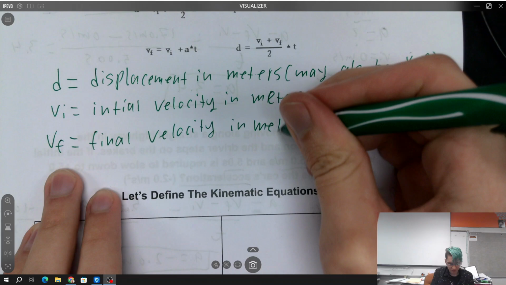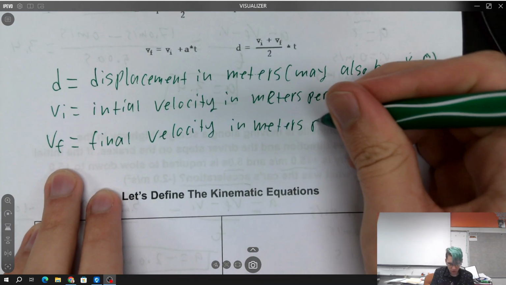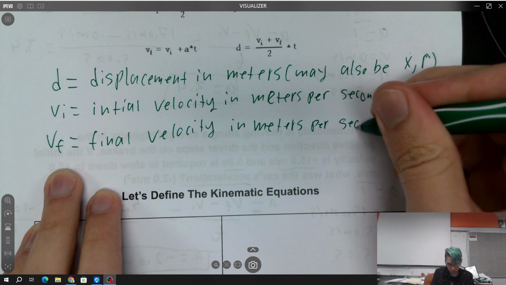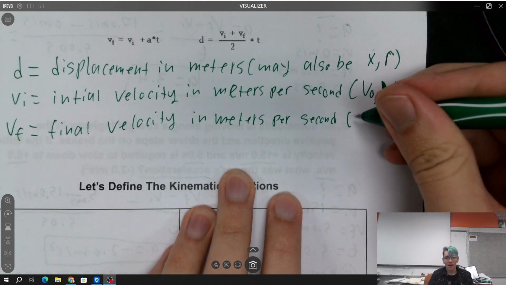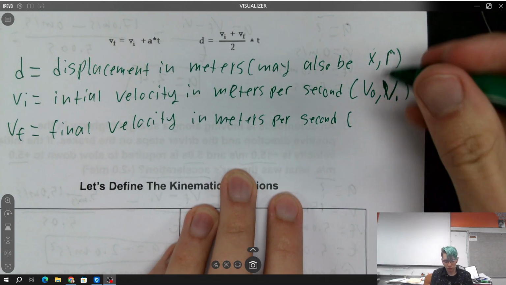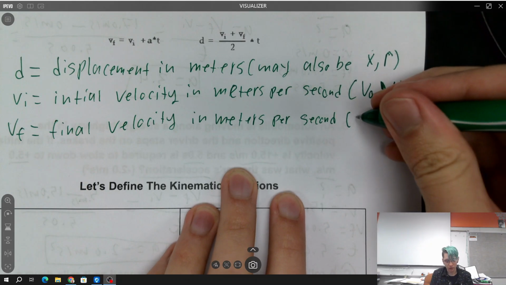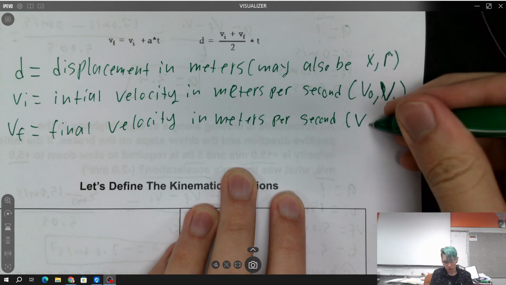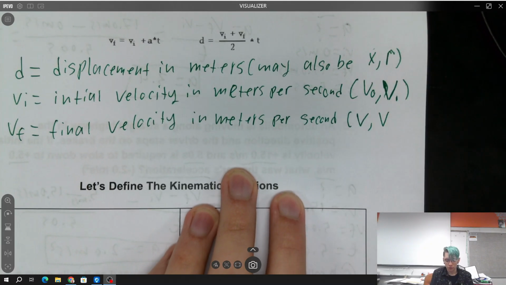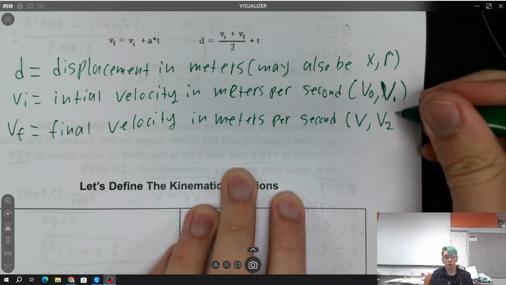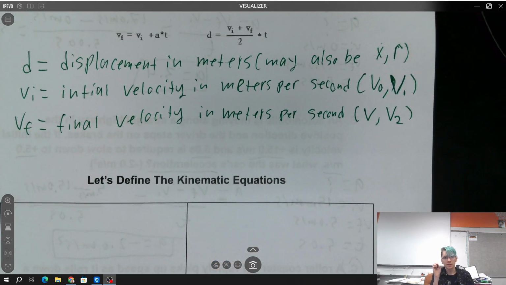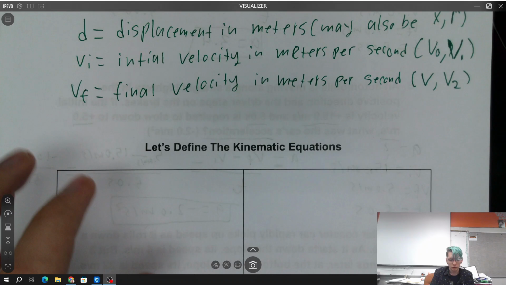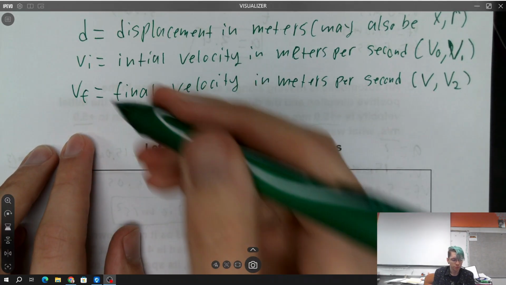Meters per second. And you may see that as, we don't really have another weird thing for the final velocity, they may just use plain old V, and they may also use V2. I've seen some people use V and then the omega symbol, but that's incredibly rare, and not something you would normally see a teacher or professor do.